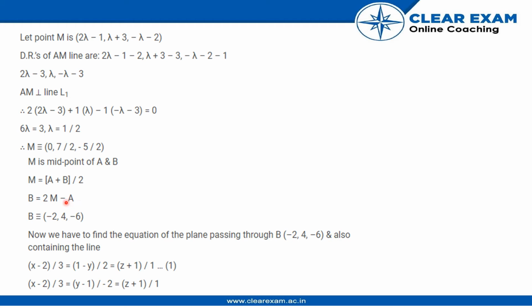Now putting the x, y and z coordinates separately for M and A, we get the coordinates of B as (−2, 4, −6). So what we have to do is find the equation of the plane passing through this point and containing the line given to us as (x − 2)/3 = (y − 1)/(−2) = (z + 1)/1.